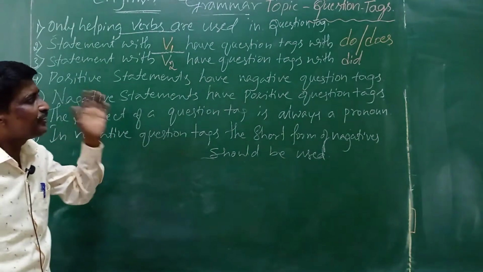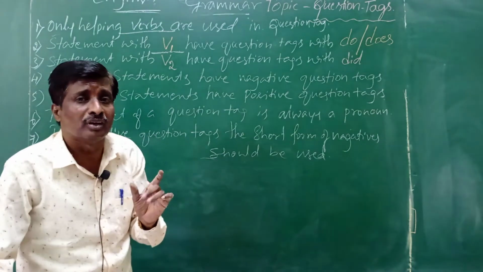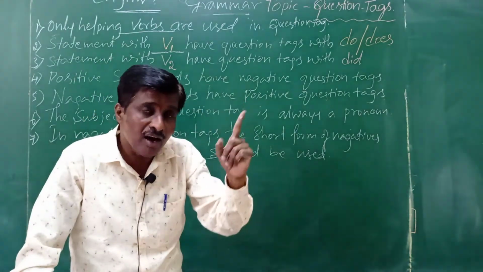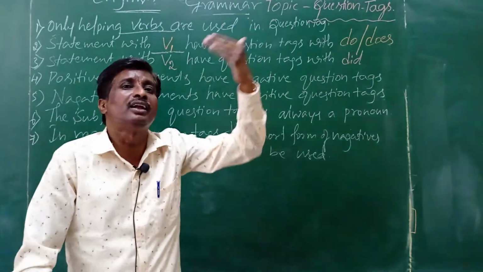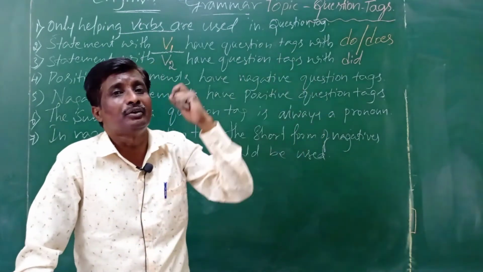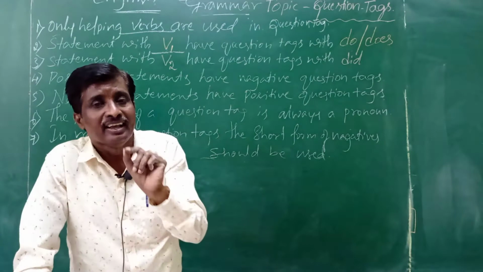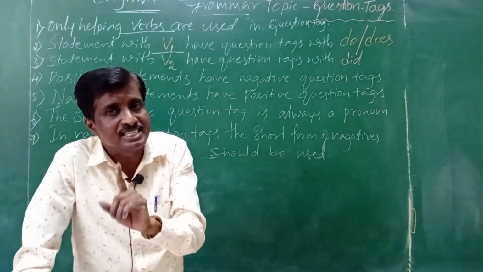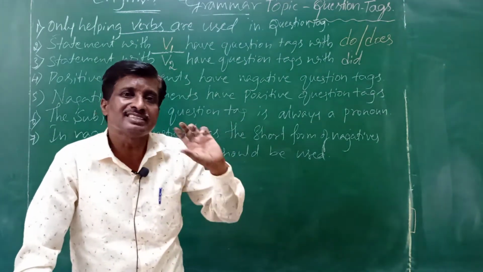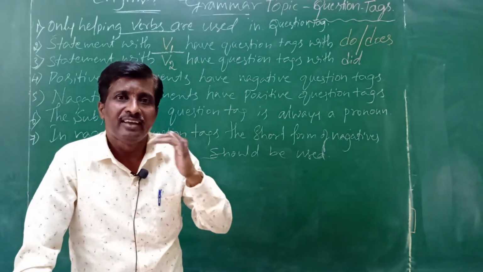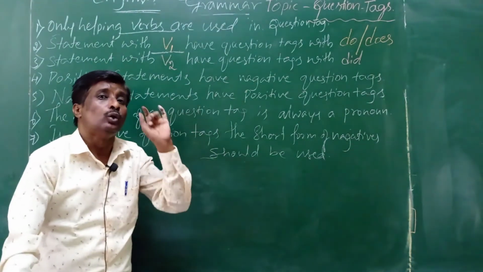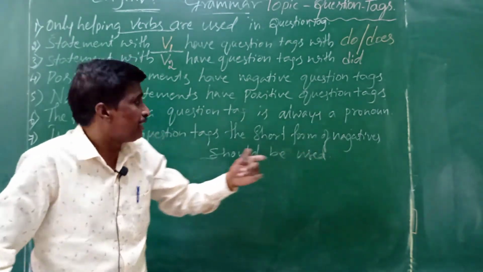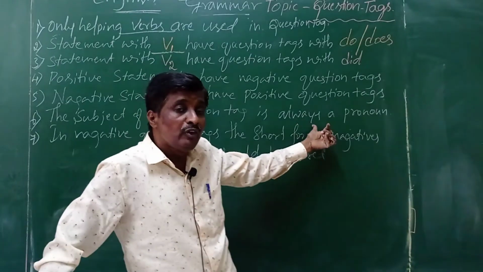See the sixth one. The subject of a question tag is always a pronoun. Instead of using the noun, we should use a pronoun only. For example, Rama is a noun. Instead of using Rama, we have to use the pronoun, that is he. Sita is also a noun. Instead of using Sita, we use its pronoun, that is she. And if it is animals or non-living things, we can use it. He, she, it, they, we, us, like that. We have to use only a pronoun. We should not use a noun as the subject of a question tag. That is why the subject of a question tag is always a pronoun.